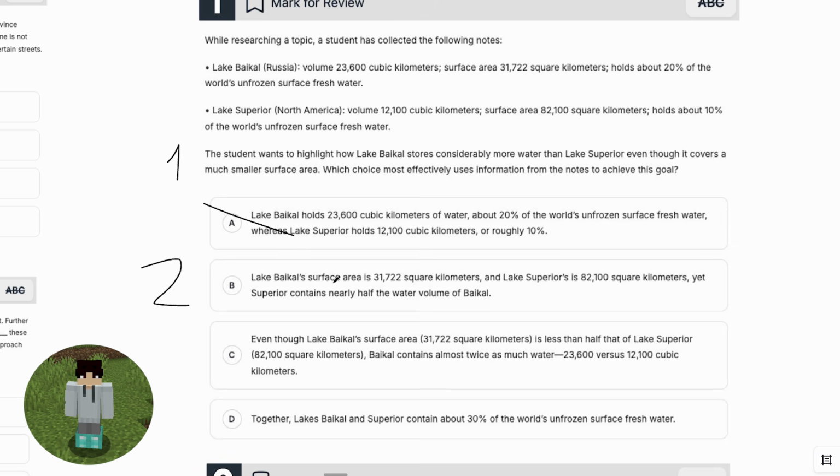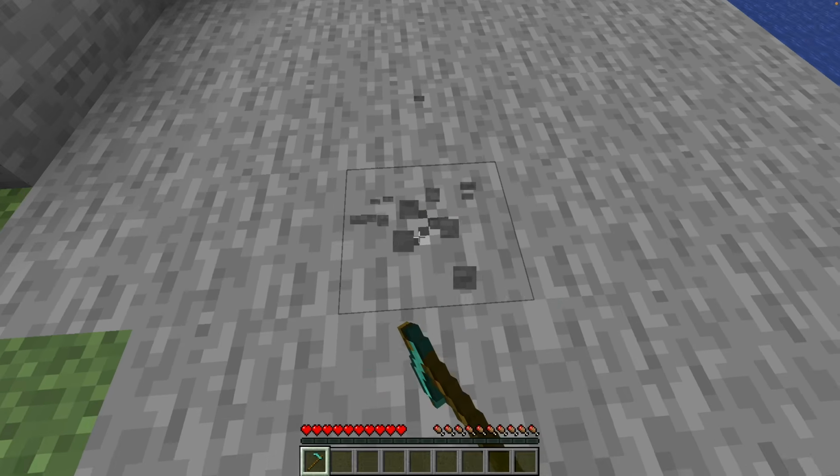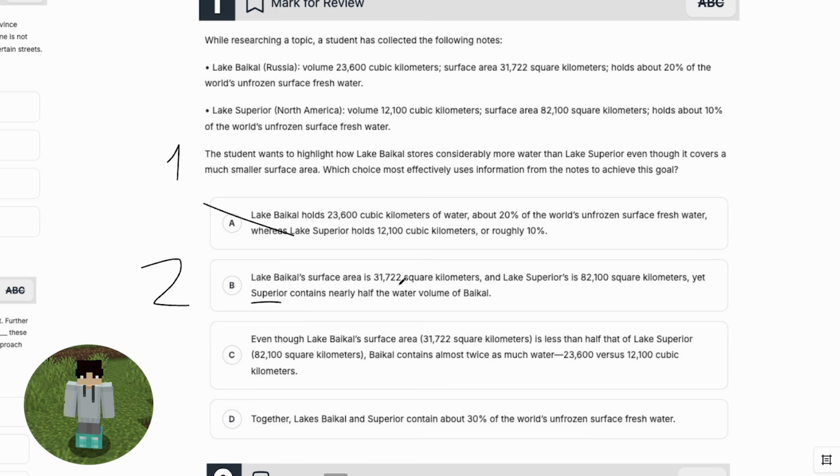B. Lake Baikal's surface area is 31,722 square kilometers, and Lake Superior's is this. Yet, Superior contains nearly half the water volume of Baikal. So this is strong, though it is said a little bit in a weird way. They're saying that Superior has half the amount of water. It's much easier to just say that Baikal has twice the amount and the surface area is different. So it's right, but it's said in a very clunky way. So we're just trying to see if there's a better choice given.